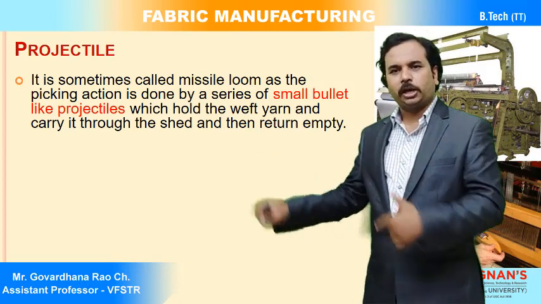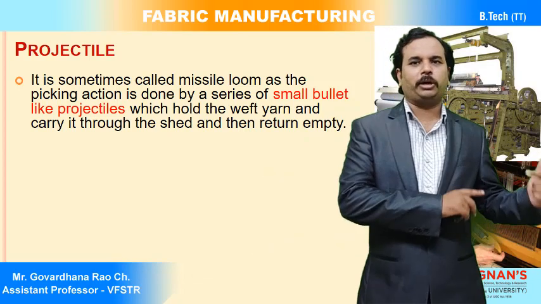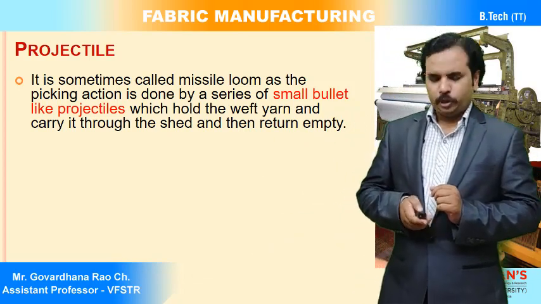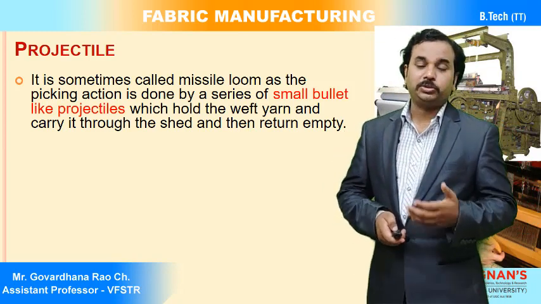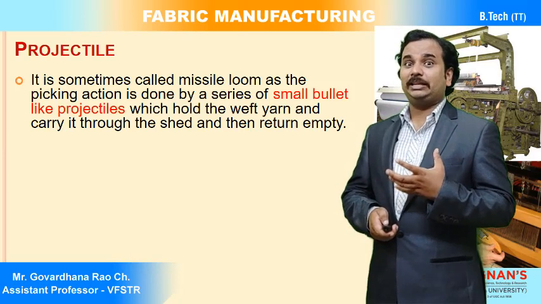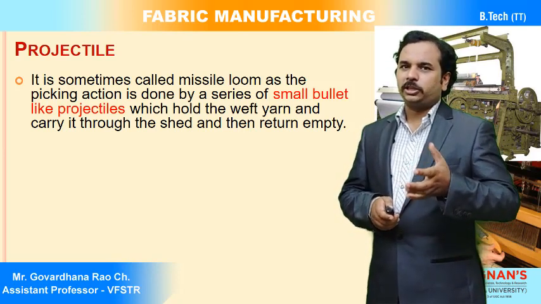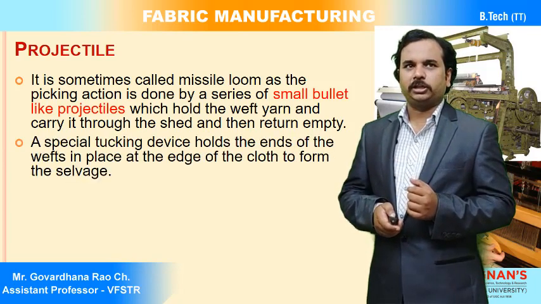So the projectile runs from one side to the other side, then comes back to its original position, and then picking will be done again. This is how the pick insertion is done in projectile looms. We will see exactly what the picking mechanism is and how the pick is inserted, that is, the picking phases, particularly in projectile weaving technology.